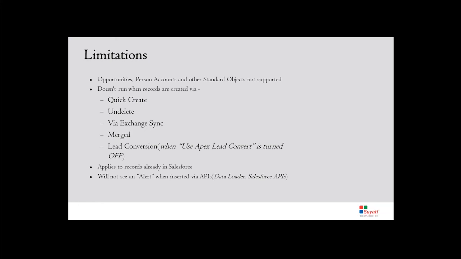And if you are inserting records via the API, you would of course not see the list of duplicates, but you would still be blocked. Even APIs are subject to duplicate management, but the caveat here is that you would not see the alert. You would not see the list of possible duplicates. It would just error out saying that it's a duplicate. You would not see the list of options, but it's still flagged.